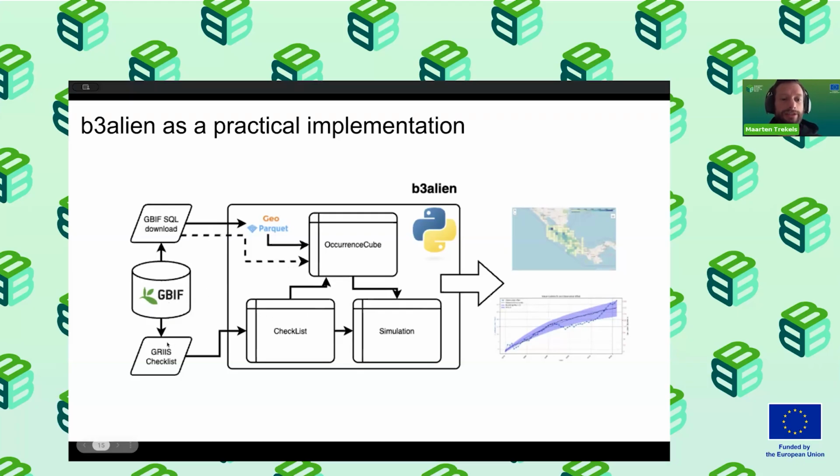Then the second download that we use from GBIF is the GRIS checklist, from which we make a checklist object. And by combining the occurrence cube and the checklist, we can simulate the rate of establishment of invasive species. And all of this is wrapped in a single B3Alien Python package that you can install, where you can find all kinds of functions on each of the objects within this package.